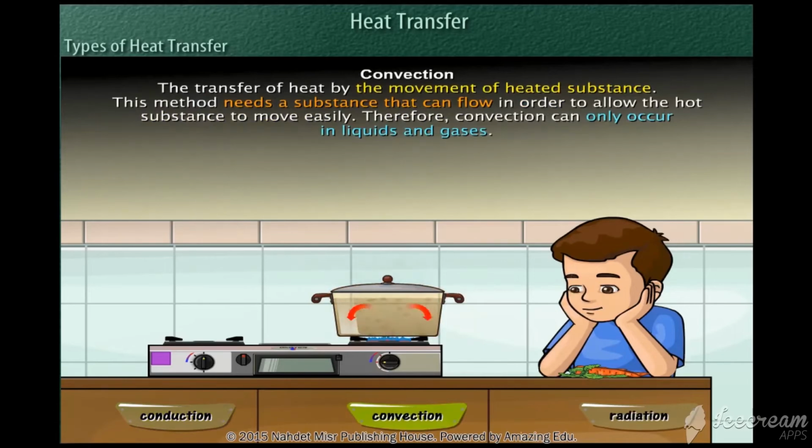Convection. The transfer of heat by the movement of a heated substance. This method needs a substance that can flow in order to allow the hot substance to move easily. Therefore, convection can only occur in liquids and gases. For example, heat transfer from the hot part of water to the cooler part of water.